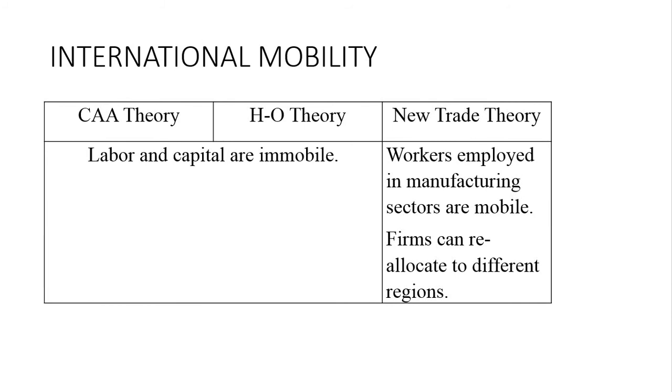So when it comes to international mobility, the crucial assumption under the theory of comparative advantage and Heckscher-Ohlin theory was immobility of labor and capital, because otherwise international trade makes no sense. So international trade was treated as a kind of indirect exchange of these factors. And in contrast, under new trade theory, we assumed perfect mobility of the manufacturing labor force. So workers employed in the manufacturing sector are perfectly mobile. They can move from one region to another, and firms can also reallocate to different regions.